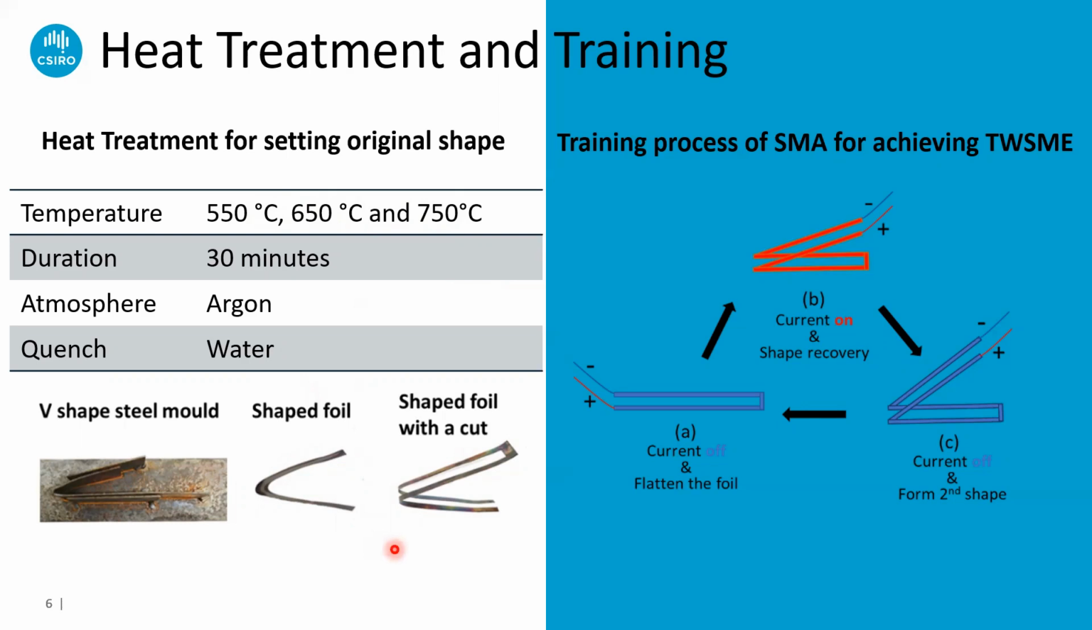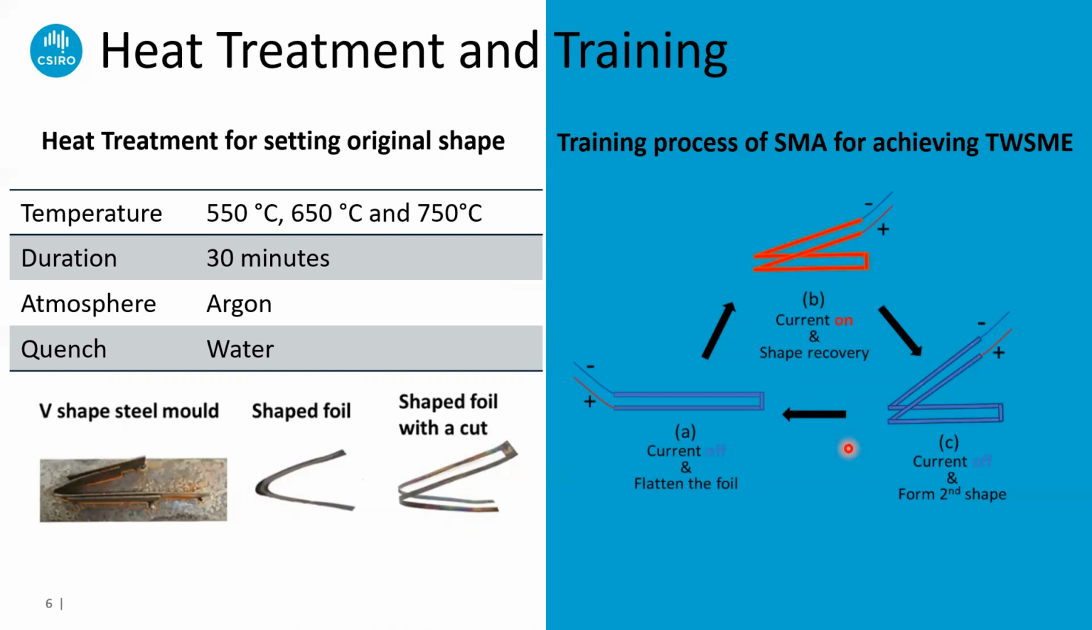And also for the training process, we connect these two ends of this material with the current and flatten this foil. With the current on, it will recover back to its V shape, and when the current is off, it will form a second shape which has a slightly bigger angle than the one with current on. And then we can repeat this step, flatten the foil, current on and current off, as the second cycle. So we did 30 cycles for the material to see if the training cycle has any effect on the shape memory behavior.